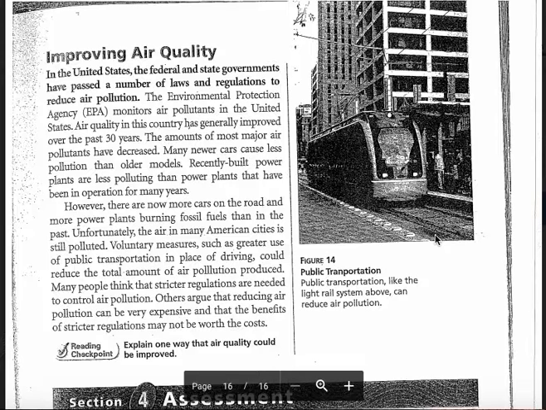Voluntary measures, such as greater use of public transportation in place of driving, could reduce the total amount of air pollution produced. Many people think that stricter regulations are needed to control air pollution. Others argue that reducing air pollution can be very expensive and that the benefits of stricter regulations may not be worth the costs. So we'll talk more about that in the climate change unit.